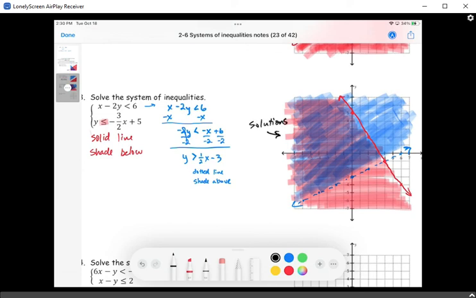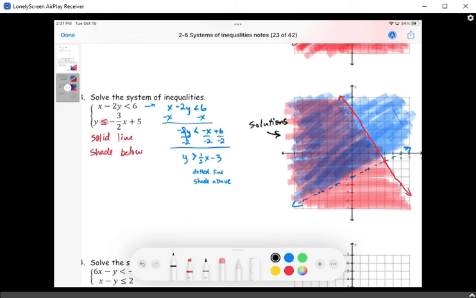Okay? If you're doing your homework, you don't have to necessarily do it with two different colors like this, as long as I can tell where the solutions are. That's what I'm looking for when you do a problem like this on your homework, is I'm looking to see, do you know what part was shaded from both inequalities? What part represents your solutions? All right, that's what I'm concerned about.